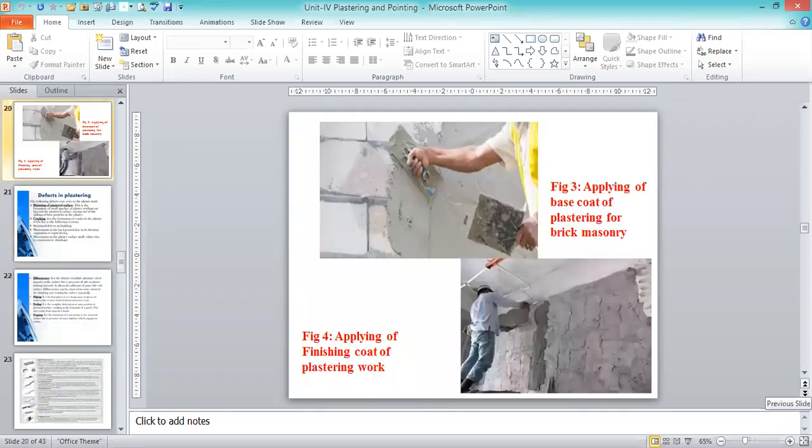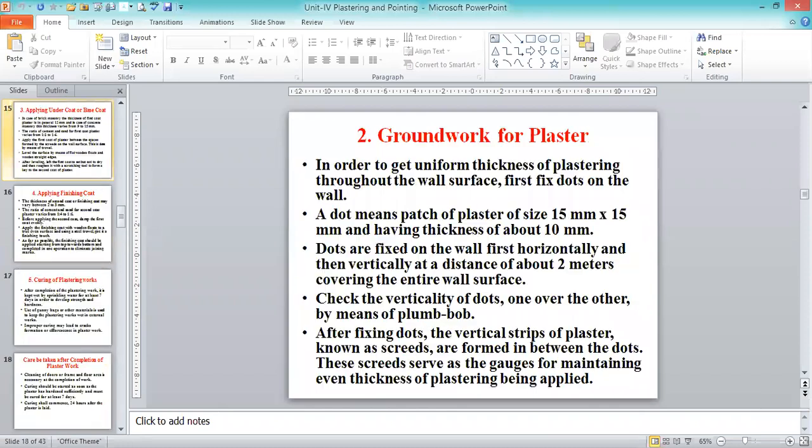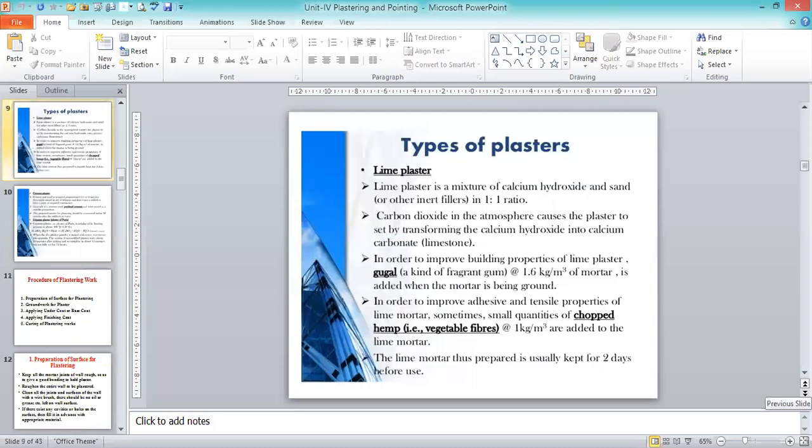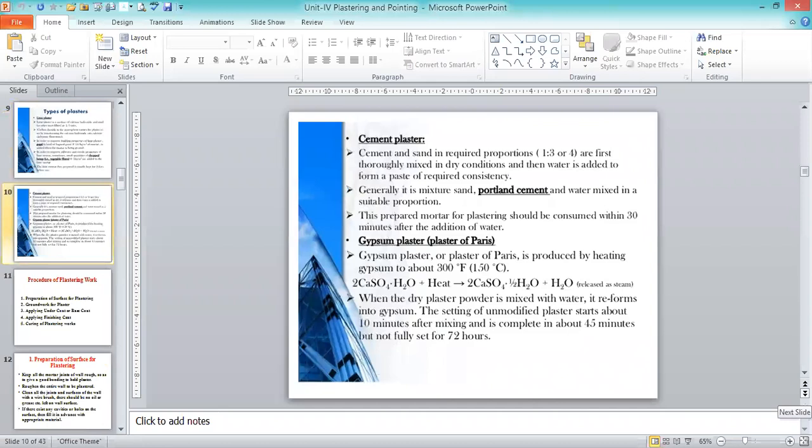These we already discussed in yesterday's class. This is only the leftover part. The types of plasters: lime plaster, and then cement plaster using Portland cement. We also use gypsum plaster, or plaster of Paris, because I forgot yesterday to give the other name for gypsum plaster, which is plaster of Paris. Plaster of Paris is used almost 70 to 80% nowadays for decorative purposes or architectural importance. So we call it gypsum plaster or plaster of Paris.